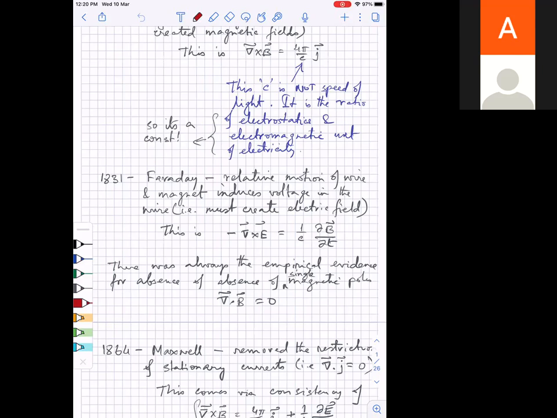Okay. Moreover, there was also this empirical evidence of the absence of single magnets. Right? So there were no single magnets. So we have this divergence of B equal to zero. So you can think of some form of four of the Maxwell's equations already there in the experimental world of electricity and magnetism in the early 1800s.